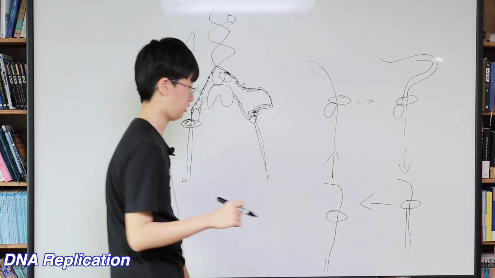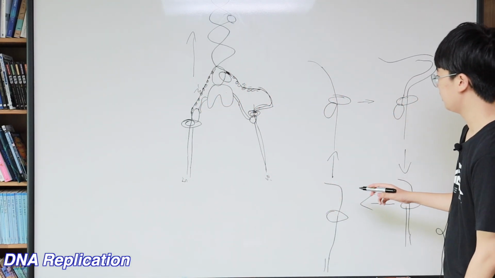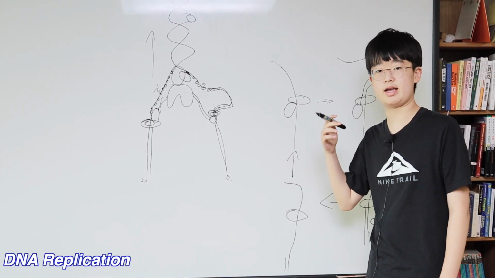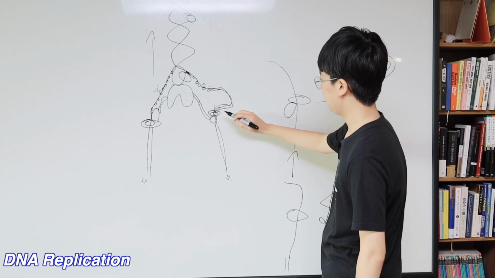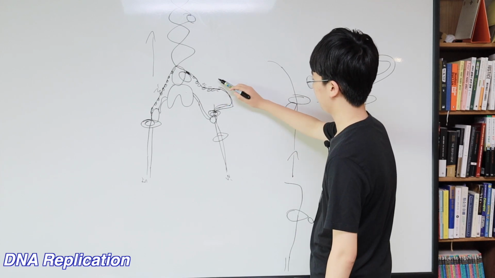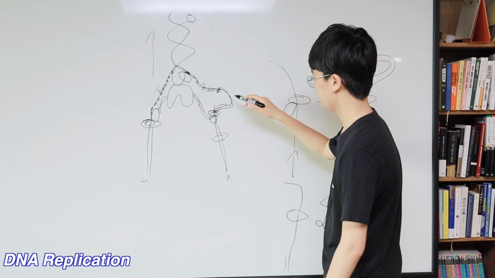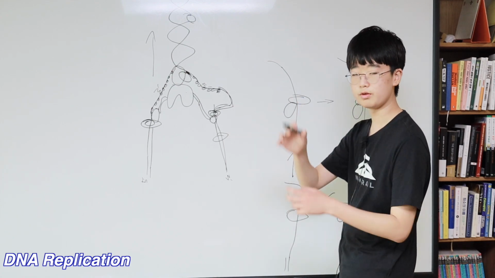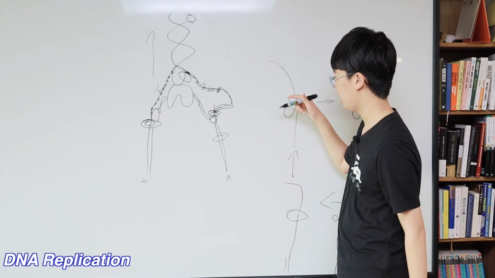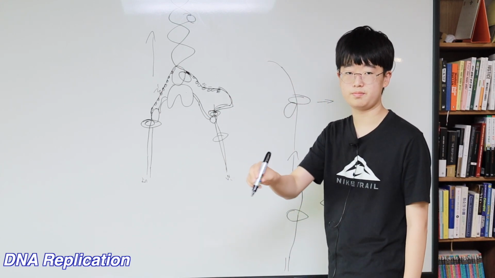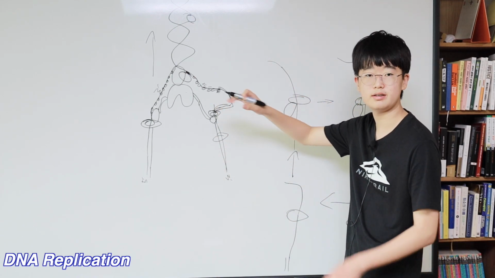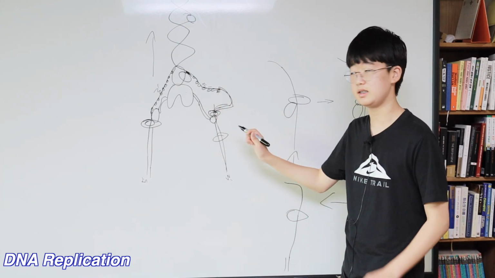Oh wait, I forgot about ligase. Oh yeah, and the RNase H and the exonuclease, let's say they're about here, which removes the RNA primer, and then puts the DNA in it, so it becomes a complete thing made out of only DNA.